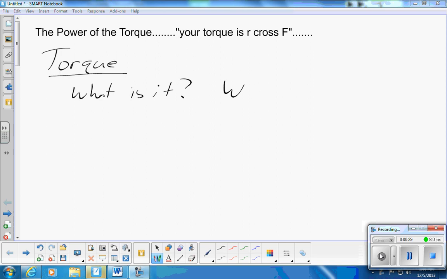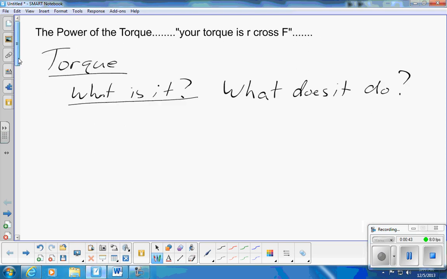and what does it do. We'll do the first one first. What is torque? It's a defined quantity, and here's how it's defined. It has to do with force, but it isn't just force. So let me give you a specific context.